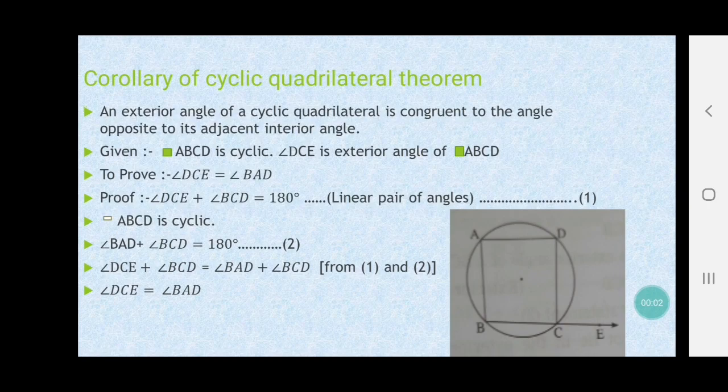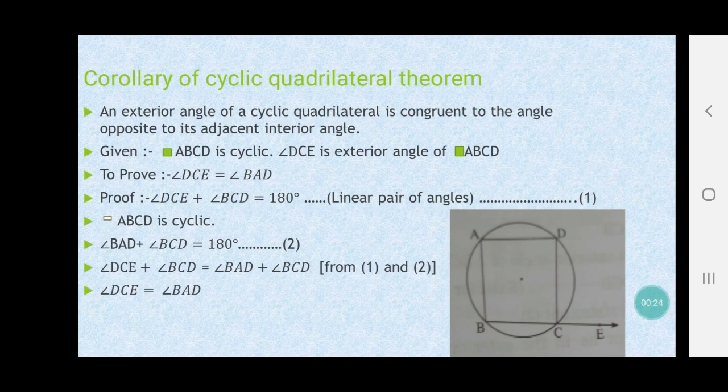Corollary of cyclic quadrilateral theorem. An exterior angle of a cyclic quadrilateral is congruent to the angle opposite to its adjacent interior angle. Now, what does the statement tell us? Let us first understand with the help of the figure.